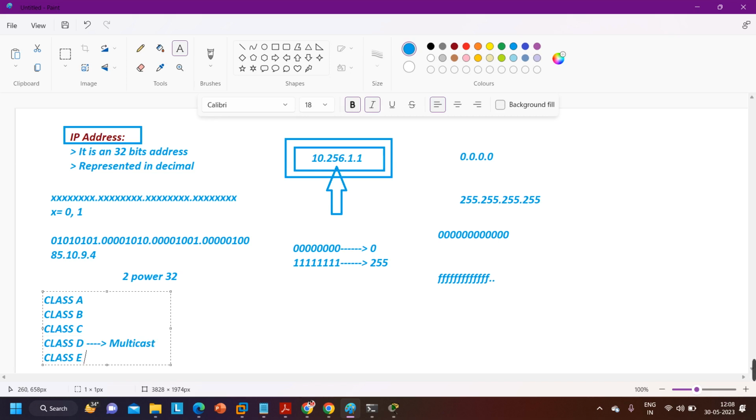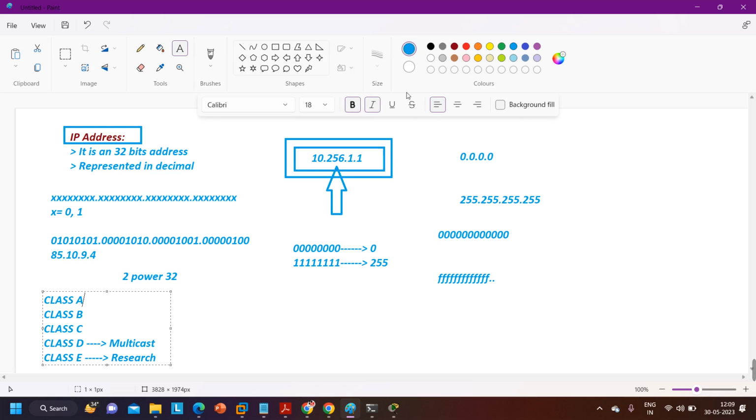After that, if I talk about the next class, that is class E. Class E is used for research, like in ISRO, NASA. In these research centers they are using IP addresses from class E. Now as a network engineer we are working on these three: class A, class B, class C. And we divide IP addresses into classes on the basis of the value present in the first octet. Value present in first octet only.